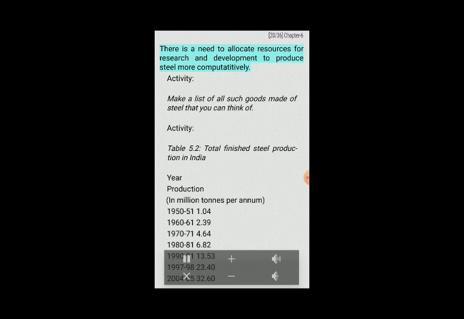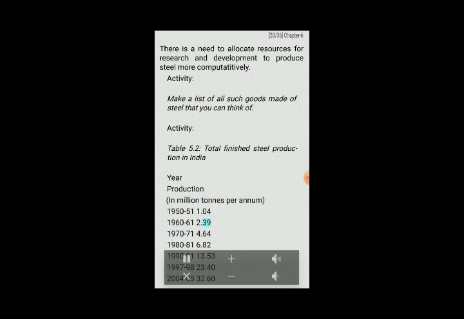There is a need to allocate resources for research and development to produce steel more competitively. Activity. Make a list of all such goods made of steel that you can think of. Activity. Table 5.2. Total finished steel production in India. Year. Production. In million tons per annum.